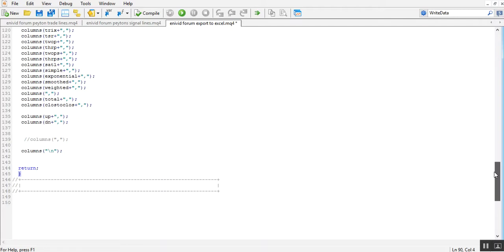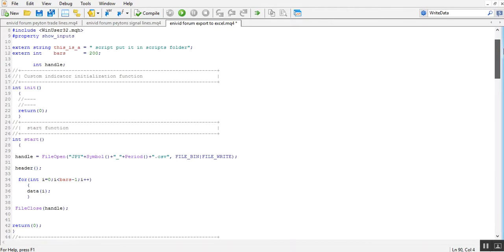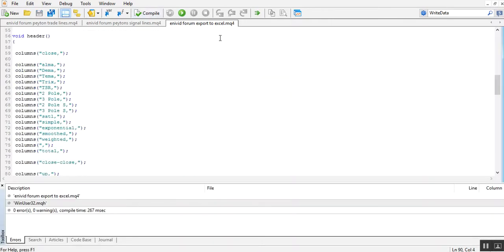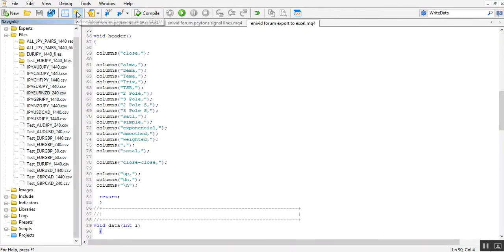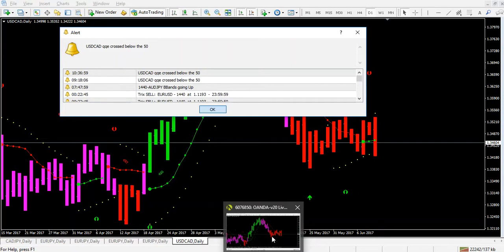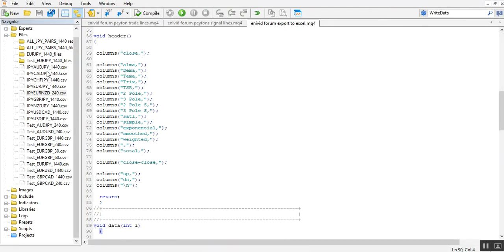Once you put it on a chart, you can go to right here, your pairs, and let's see, the last one I just did, USD CAD. You can open it up right here, but it's not going to look right. It's going to look like this.